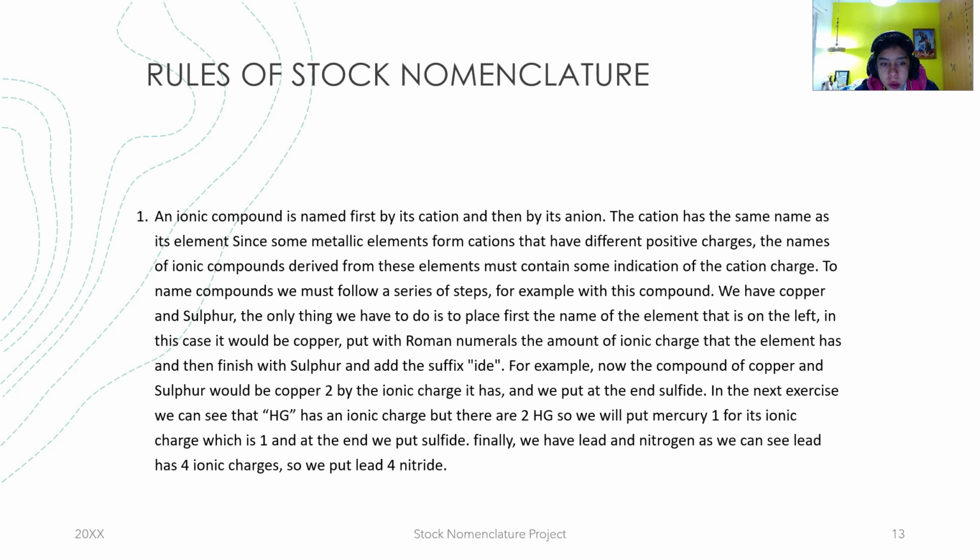An ionic compound is named first by its cation and then by its anion. The cation has the same name as its element. Since some metallic elements form cations that have different positive charges, the names of ionic compounds derived from these elements must contain some indication of the cation charge. To name compounds we must follow a series of steps.